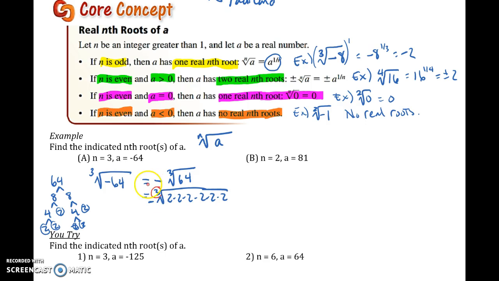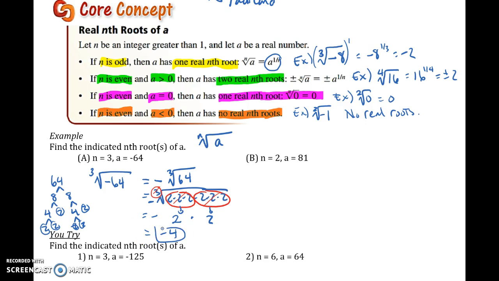Okay. So the 3 on the outside tells me what kind of groups I'm looking for. I'm looking for groups of 3. So I want 3 of a kind here. Let me actually make this even simpler. Once we have these groups of 3, the 3 basically takes out each group. So what's left over is 1, 2 from each group. So I have a 2 there and a 2 there. So this is going to become negative 4, and that's my answer.